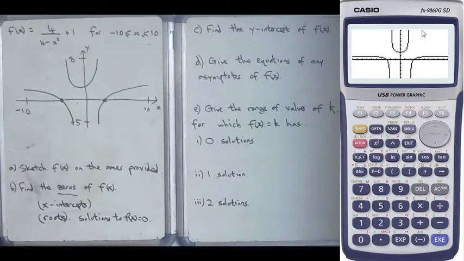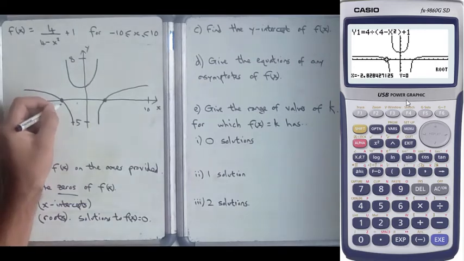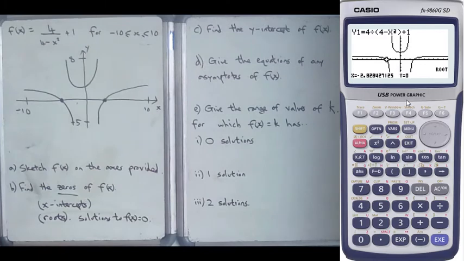Anyway, I can find these using G-Solve. So Shift G-Solve, and you can see on the Casio they are called roots. I need to go to F1 for a root, and I can see this point here is x equals minus 2.828427 and y equals 0. I just need the x value. And remember, 3 significant figures unless prompted to do otherwise.